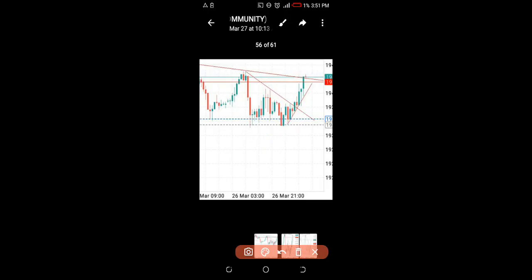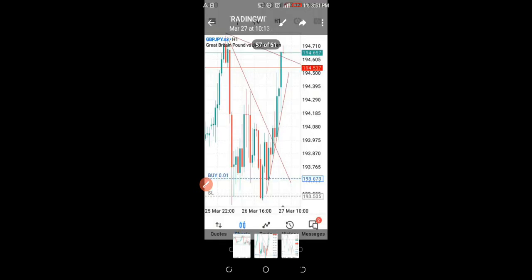As you can see my entry, when I went down to the lower time frame where this wick is, let's see if I can see it in 5 minutes.